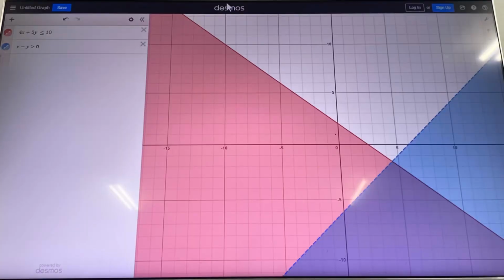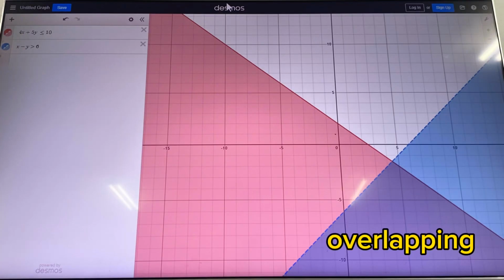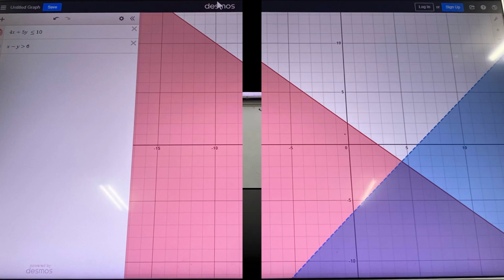Here is the graph of the system of linear inequalities. The overlapping colors are the solutions of the system.